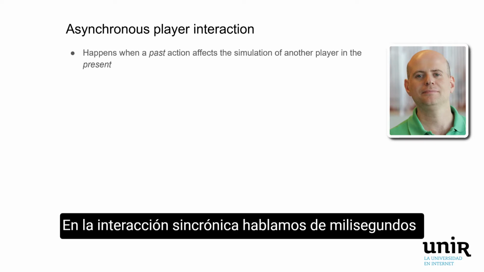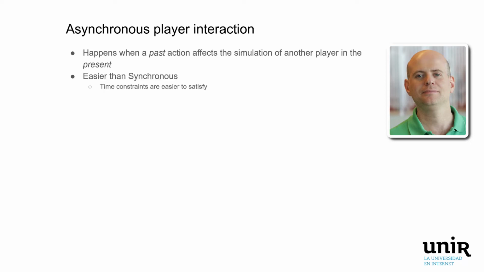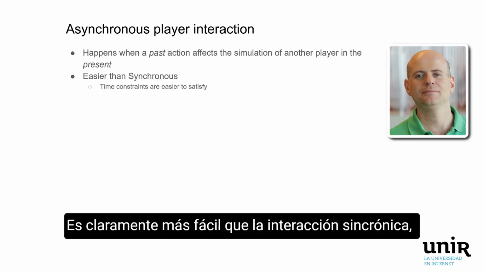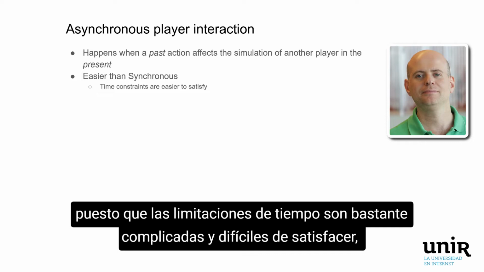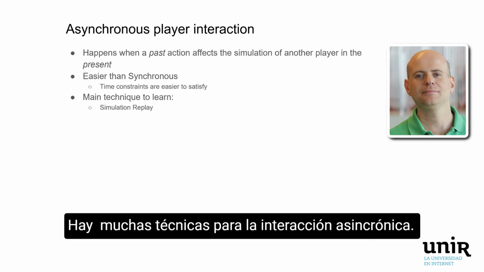In synchronous interaction, we're talking about milliseconds. In asynchronous interactions, we will be talking about minutes or even days if necessary. It is obviously easier than synchronous because time constraints are pretty hard and they are difficult to satisfy. So, if you don't have those, obviously the system is simpler to make. There are many techniques to do asynchronous.